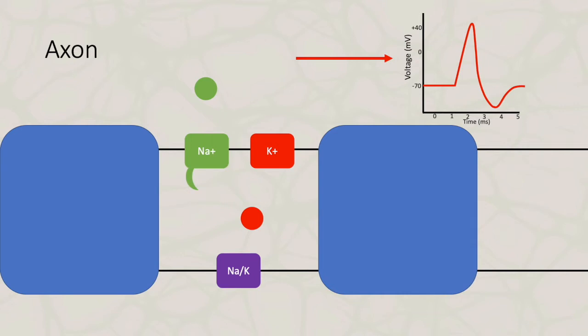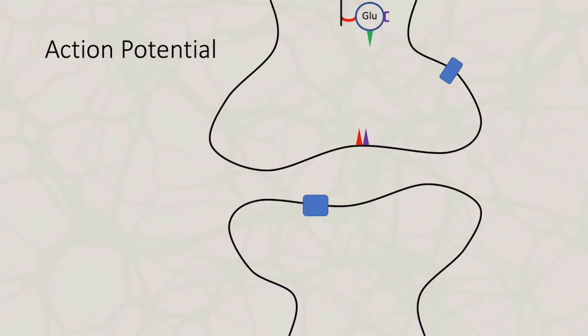And looking at the image on the upper right, you can see that this all occurs in less than 5 milliseconds. It's always impressive to me to think about how quickly that happens. So that's what occurs at the level of the axon. And again, that's occurring at all the nodes of Ranvier.